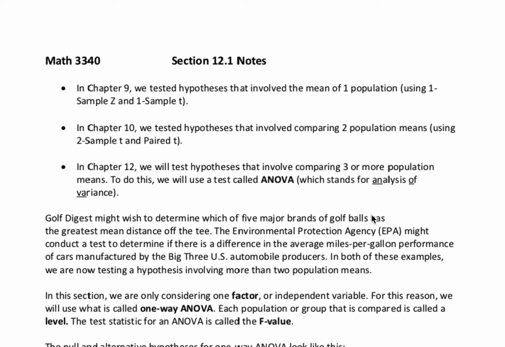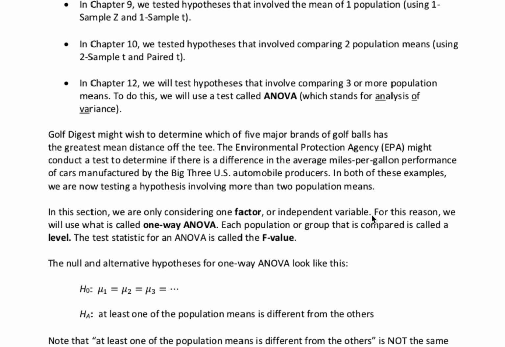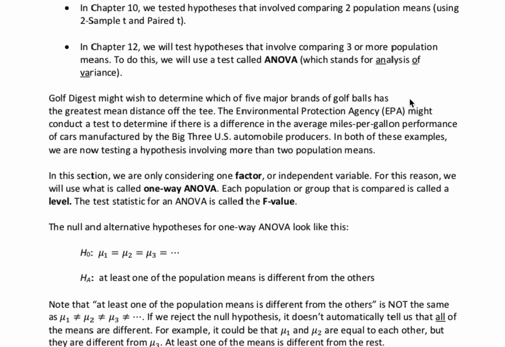Some examples of when we might use an ANOVA test are if we want to determine which of 5 major brands of golf balls has the greatest mean distance off the tee, or if we want to determine if there's a difference in the average miles per gallon performance of cars manufactured by 3 different automobile producers. In both examples, we are testing a hypothesis that involves more than 2 population means: 5 brands of golf balls in the first, and 3 producers in the EPA example.